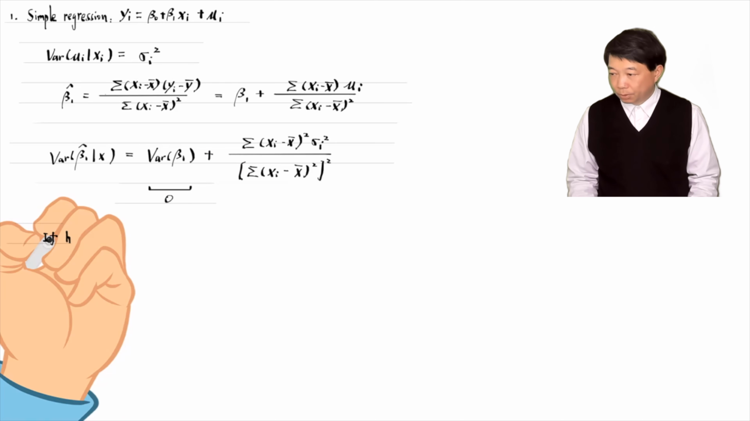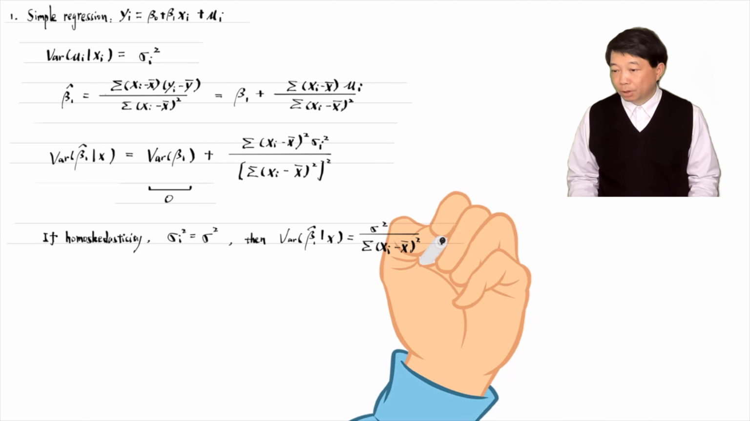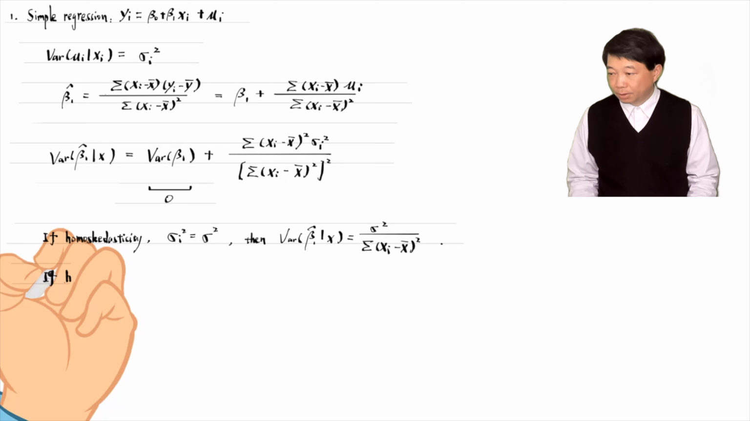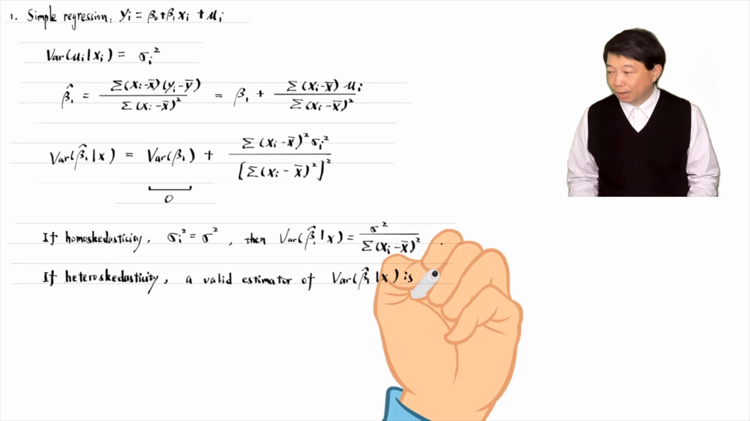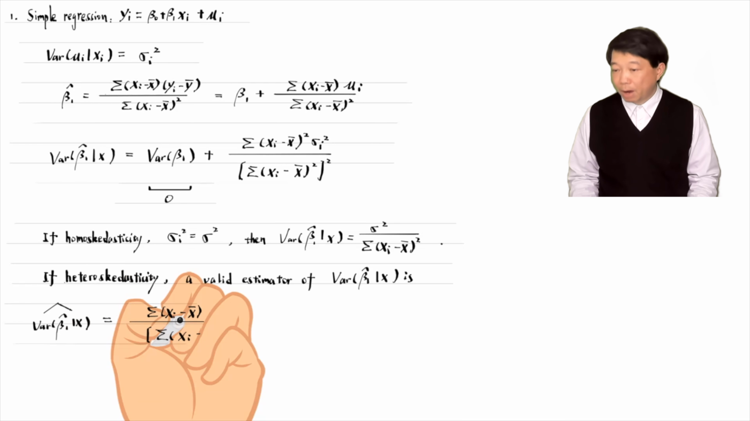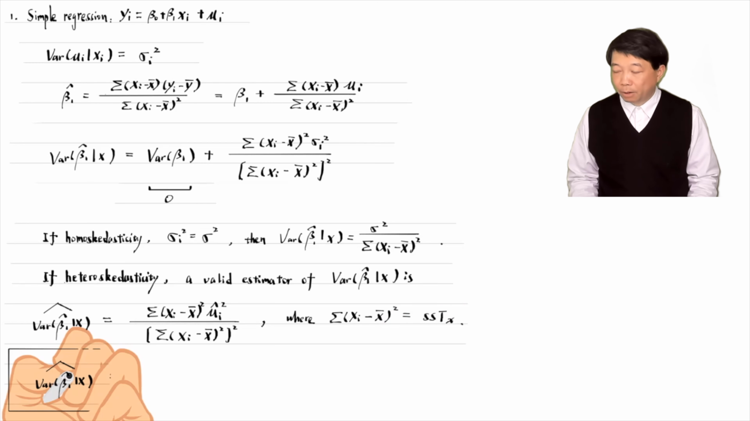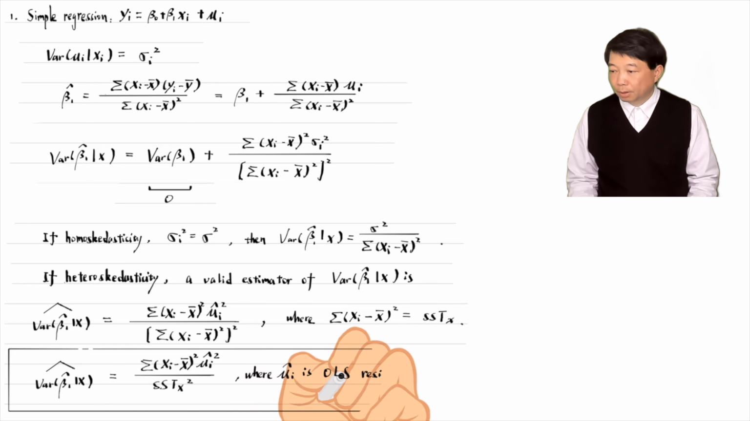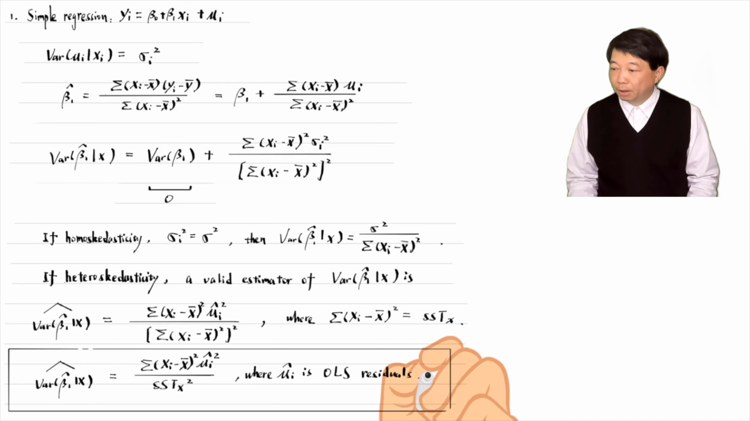If the error variance is a constant, sigma squared, then we have the variance of the OLS estimate under homoskedasticity. If heteroskedasticity is present, we use the residuals, u i hat, to estimate the error variances. It can be computed after the OLS regression. The above is the case of simple regression.